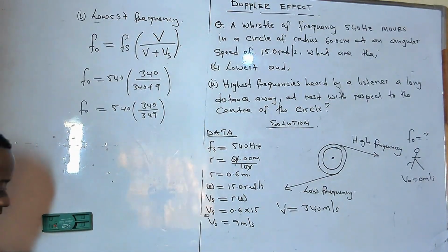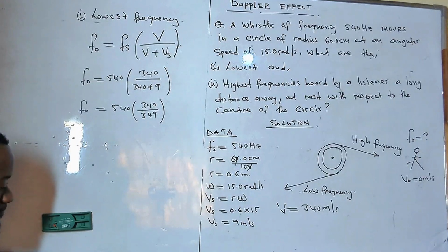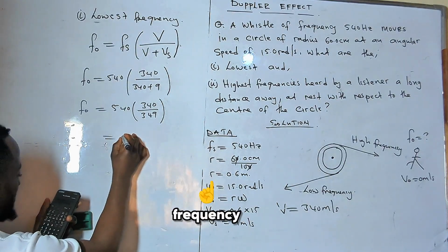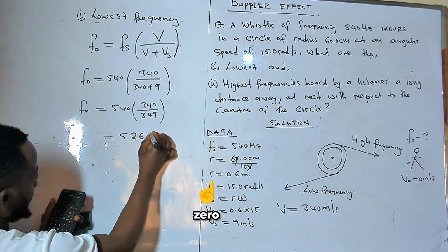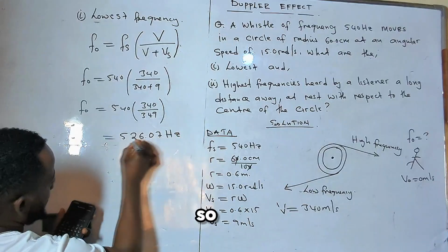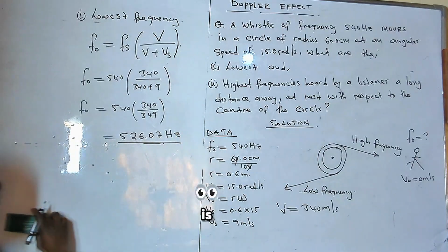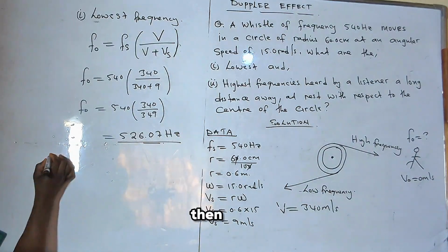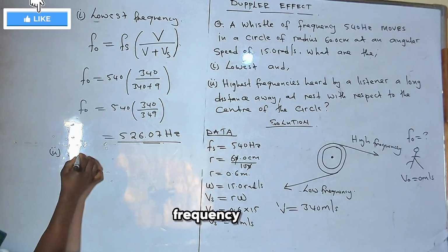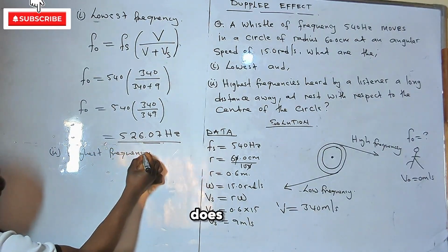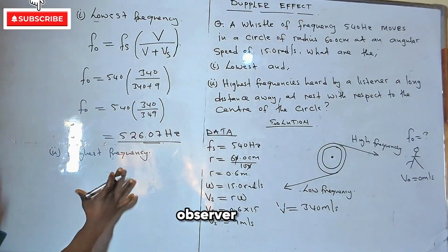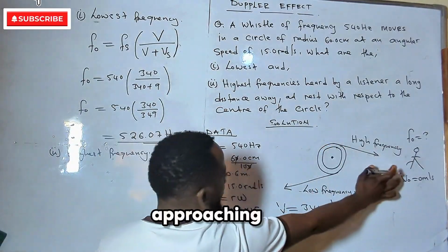So we're dividing 340 by 349, multiplied by 540. So the frequency is 526.07 Hz. So this is the low frequency when the source is moving away from the observer. Then the second one, we're talking of the highest frequency. Now when does an observer experience high frequency? An observer experiences high frequency when the source is approaching.